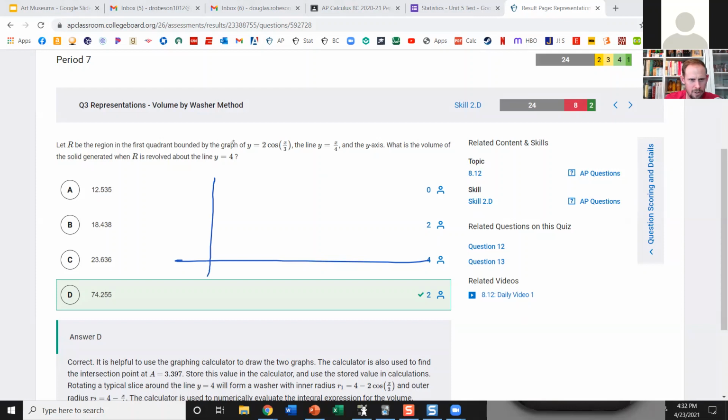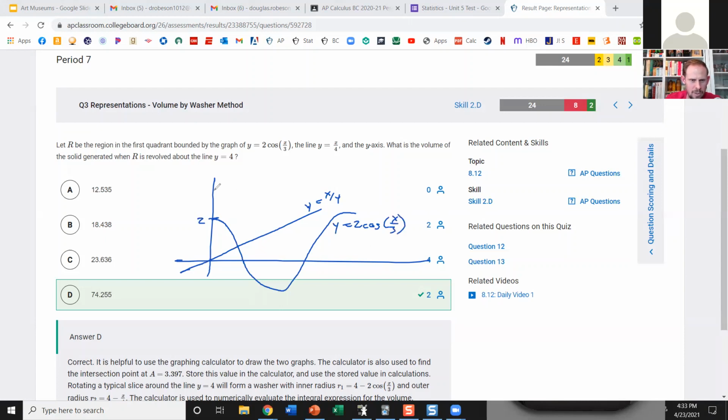So we want the region in the first quadrant bounded by the graphs. So cosine of 2 something. So cosine is going to start up here at 2, and it's going to come down pretty quickly. And then it'll keep going, doing its cosine kind of thing. Y equals x over 4. Well, it's probably going to look something like that. And this is, I'll put it back here. Y equals 2 cosine of x over 3.